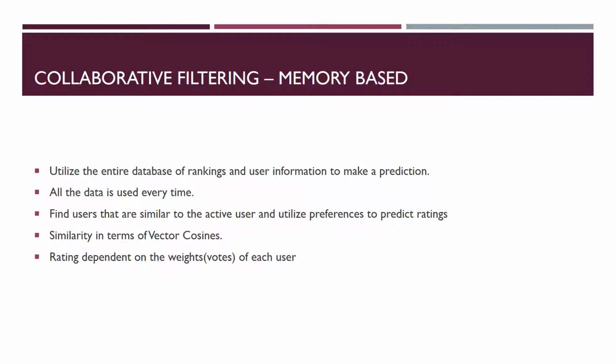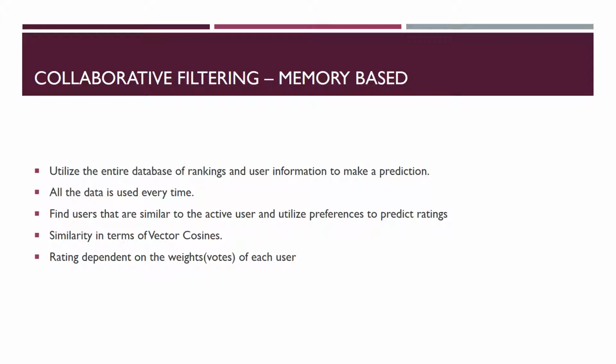One way of doing this is, for example, a memory-based user approach, where every user's rankings are taken in and put into a database. And then what happens is, in order to make the predictions for a ranking for a particular user, you find users that are similar to the active user and then utilize their preferences to predict rankings by some sort of weighting of the rankings.